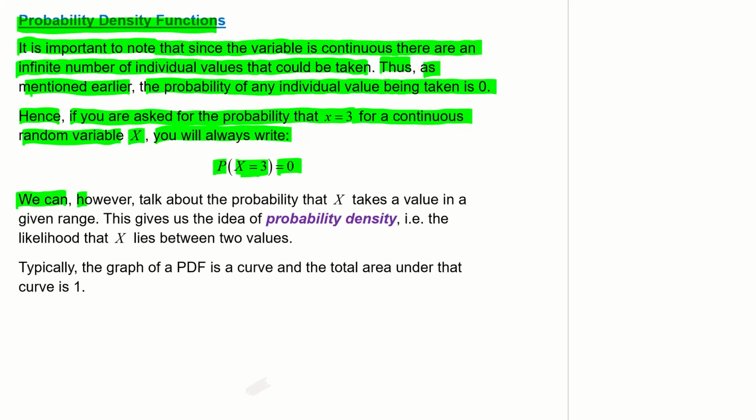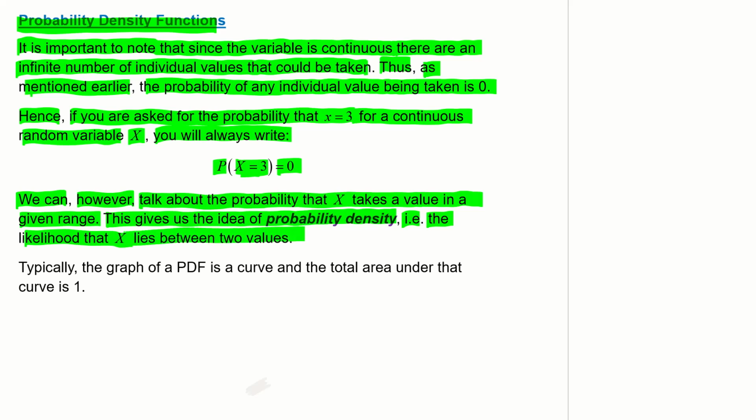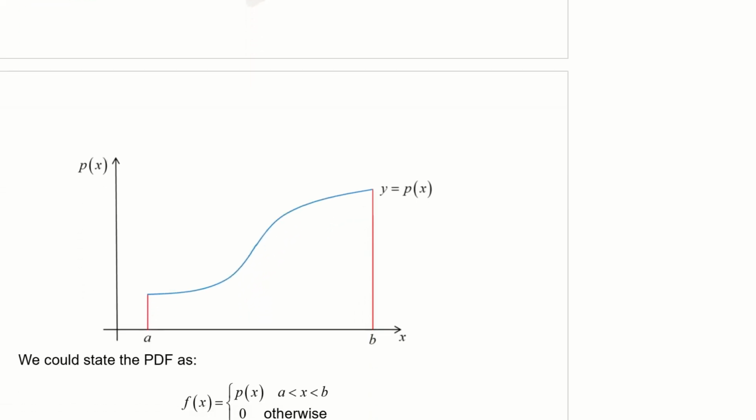We can, however, talk about the probability that x takes a value in a given range. This gives us the idea of probability density, i.e., the likelihood that x lies between two values. Typically, the graph of a PDF is a curve, and the total area under that curve is 1. We know that the total of all probability must be 1.